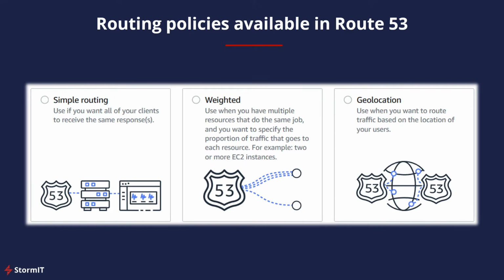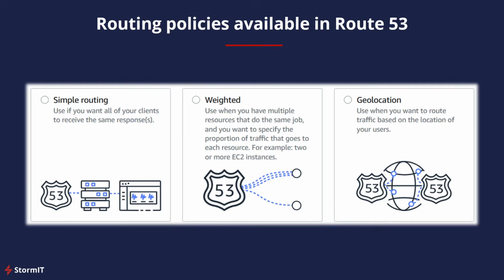And the second here is weighted. This allows you to assign weights to resource record sets. For instance, you can specify 25% for one resource and 75% for another, meaning that 25% of requests will go to the first resource and 75% will be routed to the second resource.